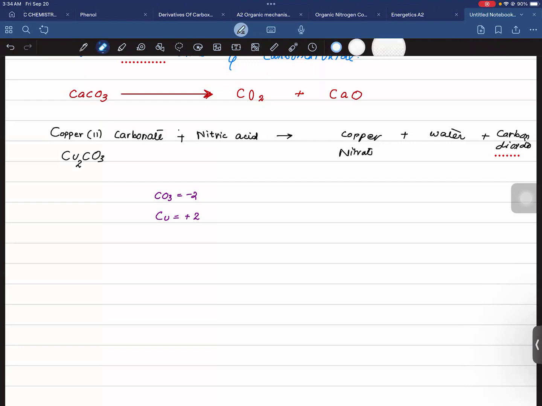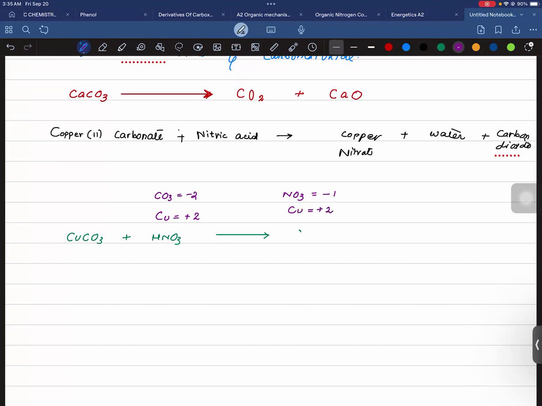So when you write the formula for copper carbonate, just like that, copper and then carbonate, they would be cancelling each other. As a result, there is no charge on any of the atoms. This is copper carbonate, and then it's going to react with HNO3, the nitric acid, and form copper nitrate. NO3 is nitrate. This is -1, but the copper is +2. Whenever you write the formula for copper nitrate, this is +2 and nitrate is -1. So obviously they will not cancel each other as the numbers are different.